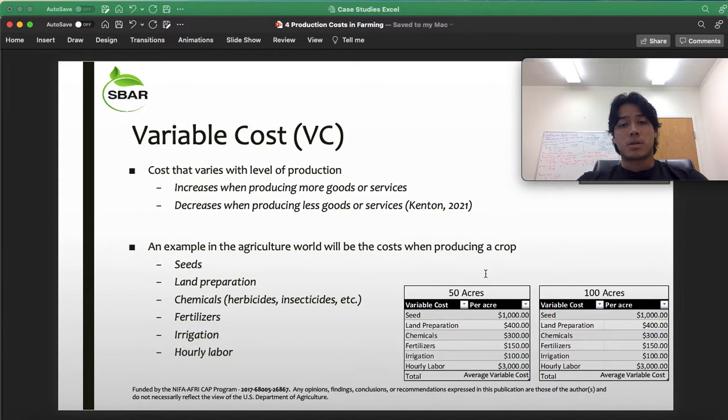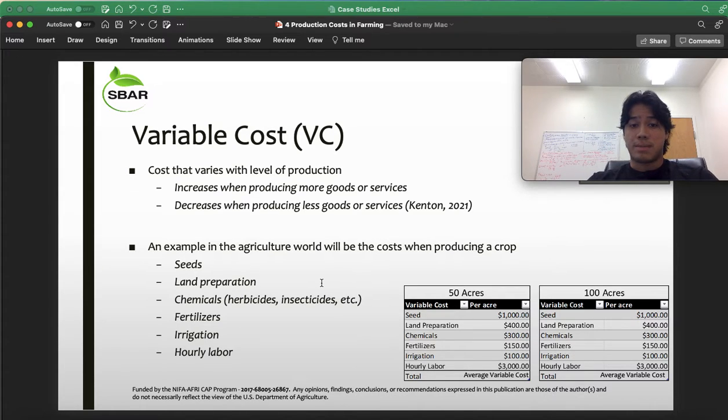So moving on to the variable cost, this is a cost that varies with the level of production. As you can see here, it increases when you produce more goods or services. On the other hand, it's going to decrease when you produce less goods or services. A good example, as I mentioned here, will be seeds. If you have more seeds of a type of crop, you can produce more yield at the end. If you have less seeds, you're going to produce less. So it's like more cost or less costs.